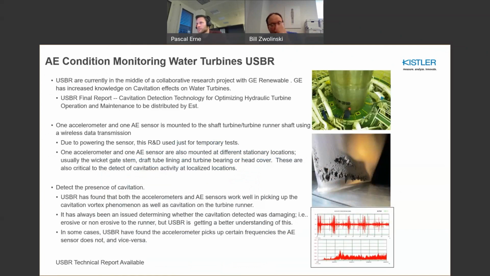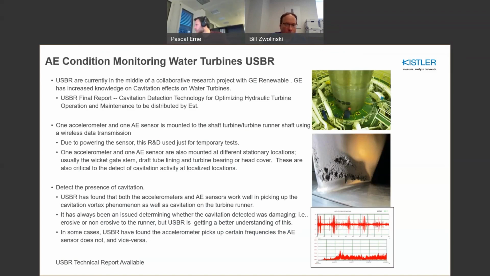Bureau of Reclamation. They've done a lot of, I'd say, pioneering work on investigating cavitation with water turbines and dams and hydropower, and certainly putting accelerometers on the shaft and acoustic emissions on the shaft, as well as other stationary locations throughout, whether it be the draft tube lining or wicket gate stem or the bearing head cover. There are many mounting locations associated with that application.